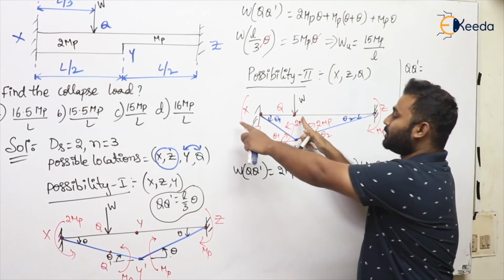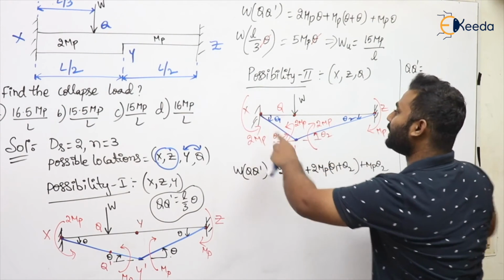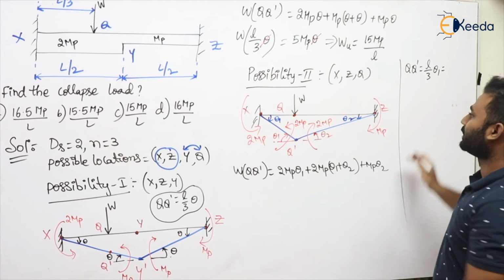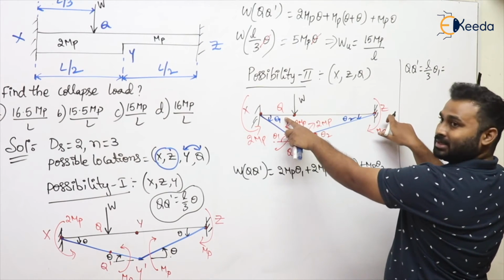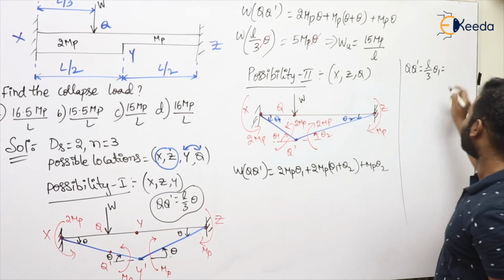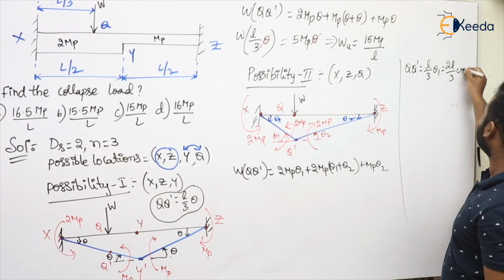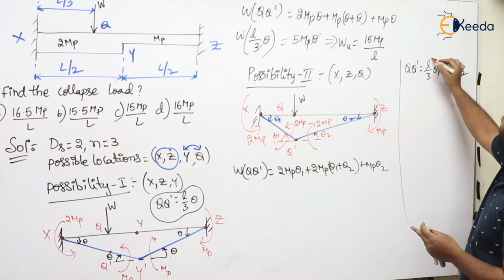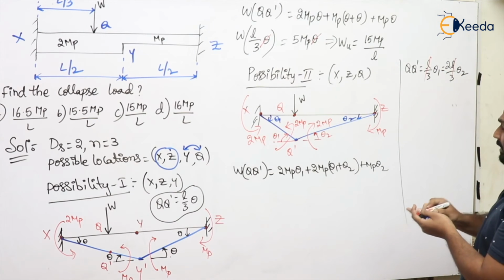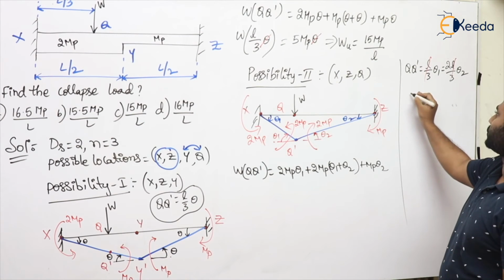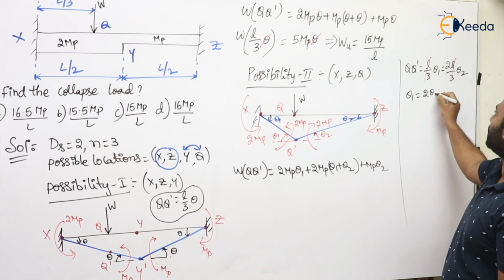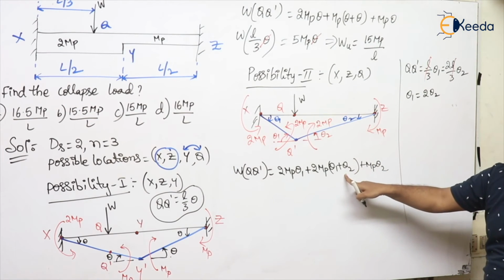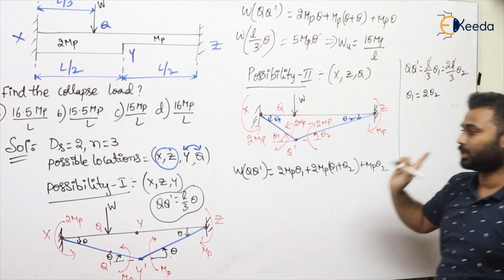For the span XQ, the length of QQ dash is L by 3 theta 1. For the span QZ, the length of QQ dash is 2L by 3 theta 2, which I already discussed in our previous questions, right? Now cancel this L by 3 and L by 3. Finally, we get the relation between theta 1 and theta 2: theta 1 is equal to 2 theta 2. Is that clear? Now wherever theta 1 is there in this equation, substitute 2 theta 2.